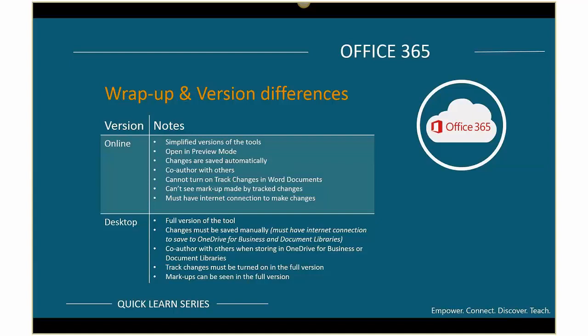When we're talking about the full version of the tool, you get the full functionality. Your changes must be saved manually. Also, you must have an internet connection if you want to save back to OneDrive or if you're using document libraries within team sites. You can co-author with others within the full version of the tools when you store those in OneDrive for Business or within document libraries on team and project sites. You have to go here to turn on track changes, and you have to go to the desktop versions in order to be able to see any markups that have been made from those track changes.